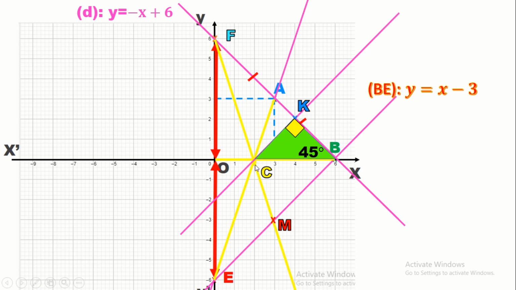We can prove it by two methods. We have the coordinates of C, which are (2, 0). We can find the coordinates of K and find the length of CK. This is the first method. And the second method, we have just proved that it's a right isosceles triangle, then the hypotenuse will be equal to side times radical 2 using Pythagoras theorem.